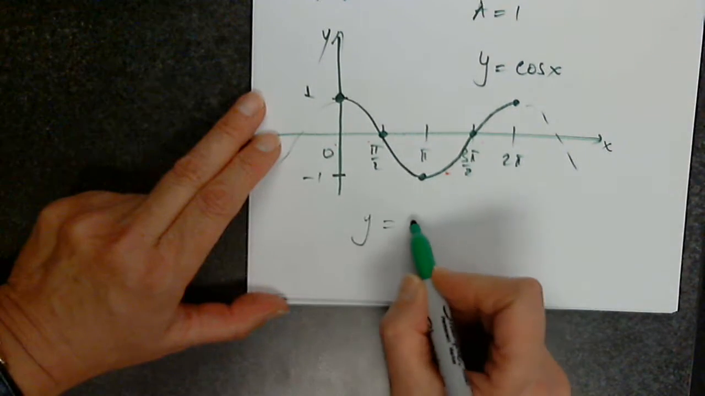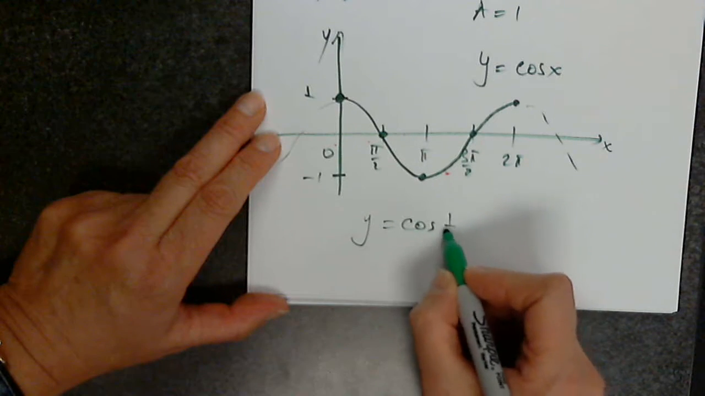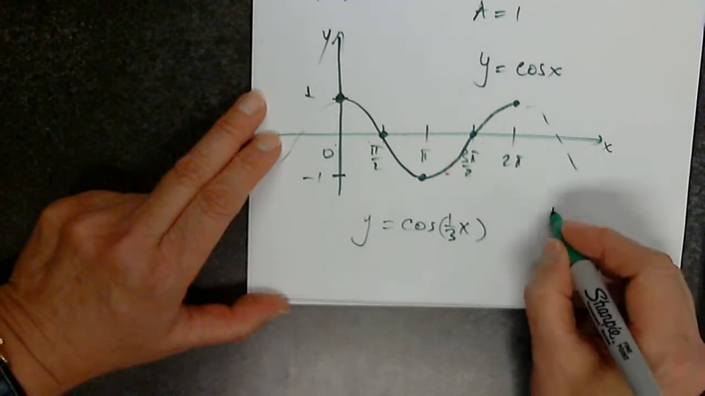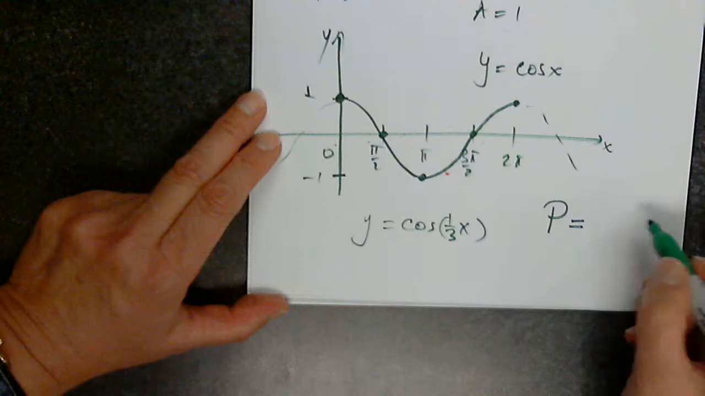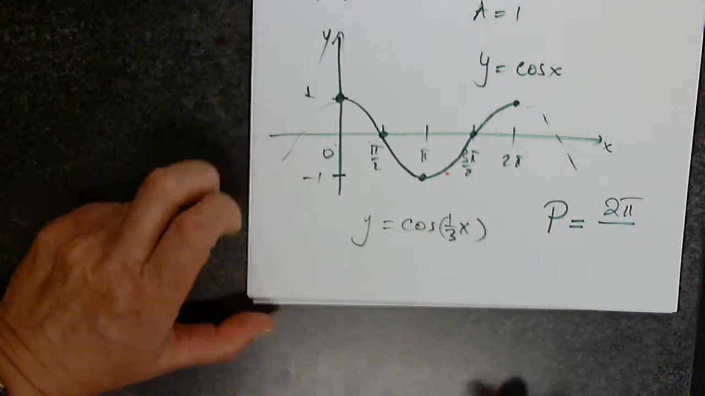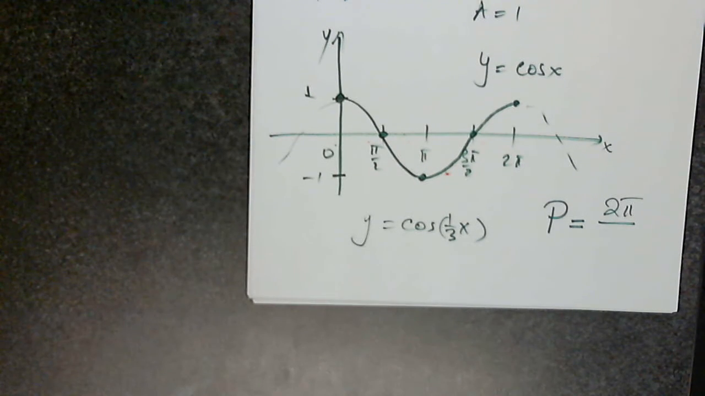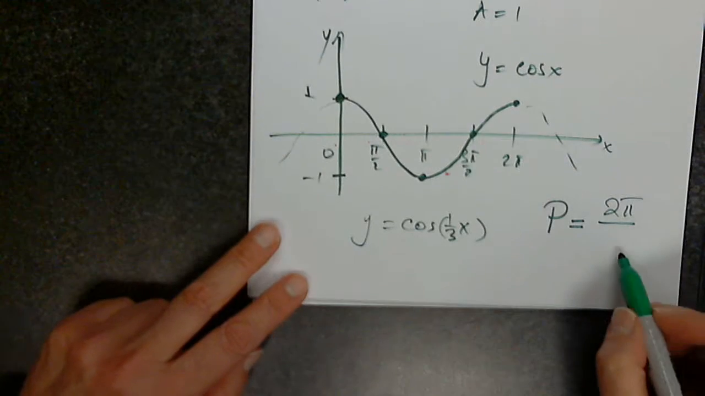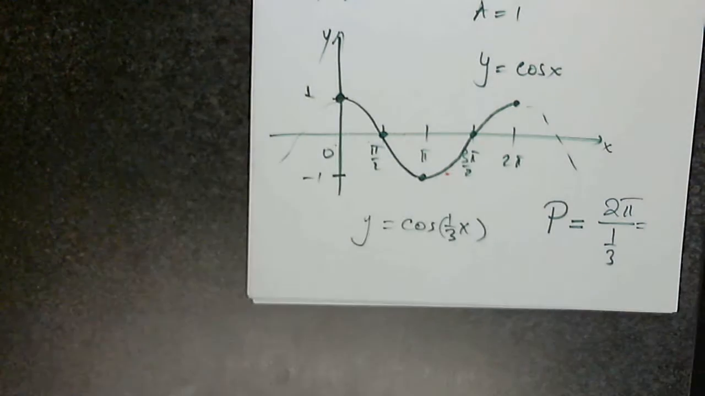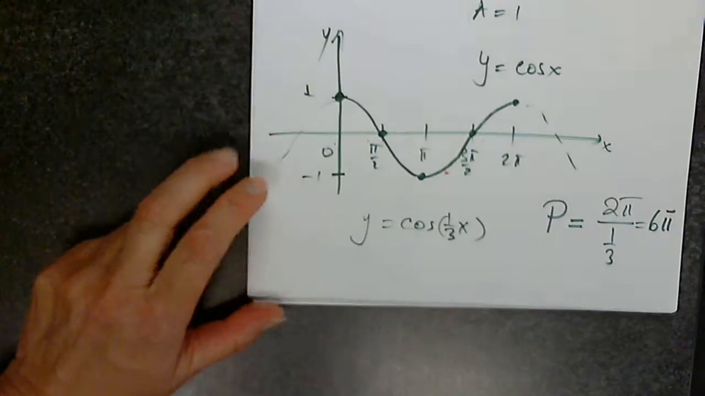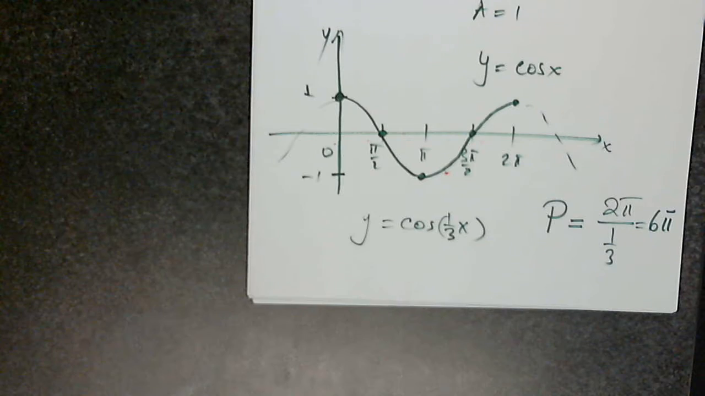If I want to graph y equals cosine 1/3 x, I only want the period, which is 2 pi divided by the number in front of x. What number do I see in front of x? 1/3. What will this period be? 6 pi. So 1/3 in front of x does this.